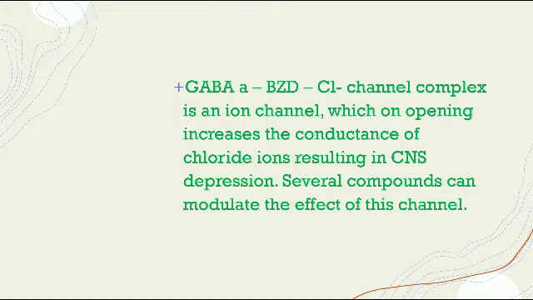What does it do? When this channel opens up, there is increased conductance of chloride ions. And what happens because of this increased chloride ion conductance? Yes, it leads to CNS depression. Now we know how the CNS is depressed: the opening of this channel complex leads to increased conductance of chloride ions. So if you want to treat CNS depression, you have to give certain compounds that can interfere with, or you can say modulate, the effect of this channel. In the upcoming slides, we will be learning about these compounds one by one.